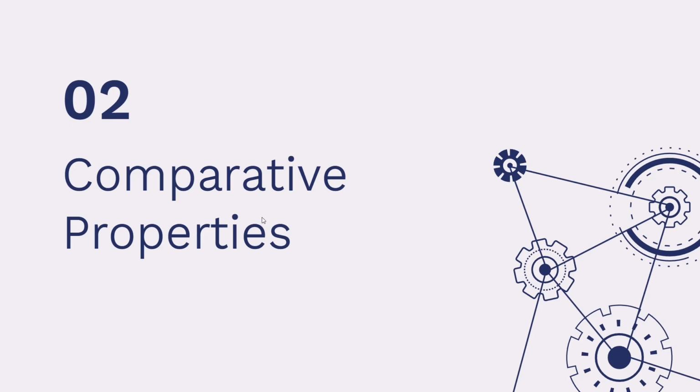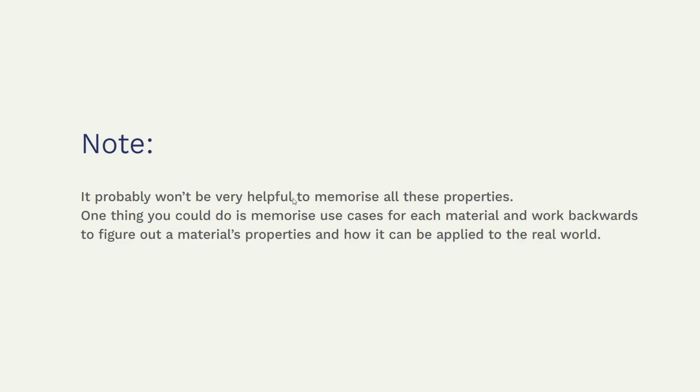Moving on to the comparative properties of metals and alloys. Just a small note before we get started. It probably won't be too helpful to memorize all these properties. So one thing you could do is memorize use cases for each material and work backwards to figure out a material's properties and how it can be applied to the real world.